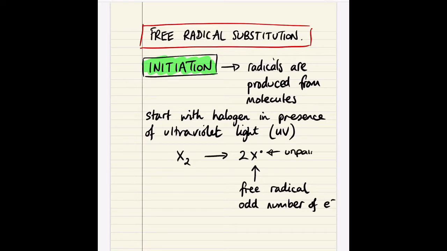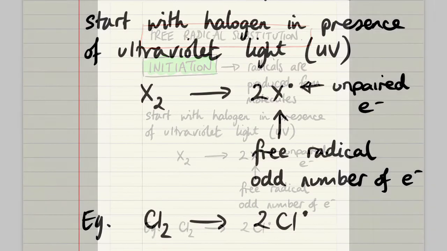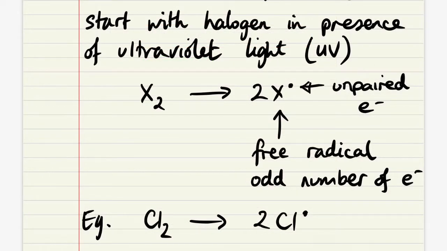So if we're going to write this kind of equation for a specific example, we could have chlorine, say, we'd have our Cl2, and then we simply have that arrow, ultraviolet light is required, and we would make 2 chlorine radicals. And that's what we have at the end of our initiation step. We produce these chlorine radicals, which can then go on to react further in the subsequent steps.